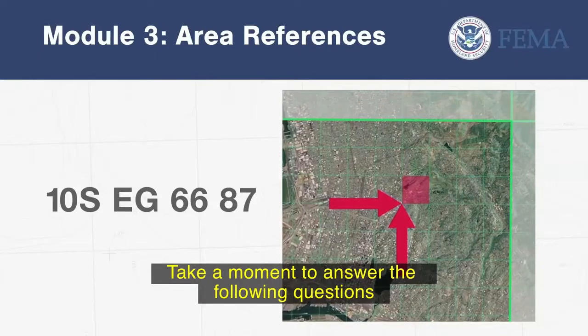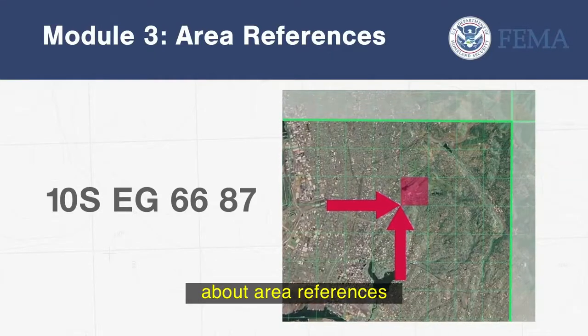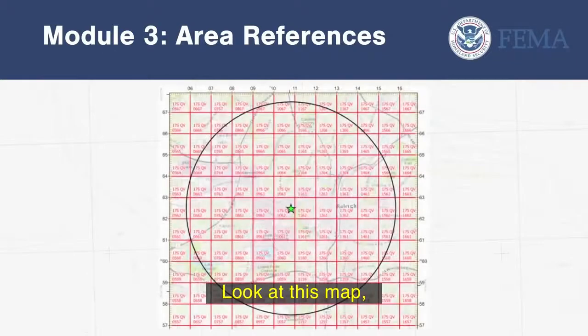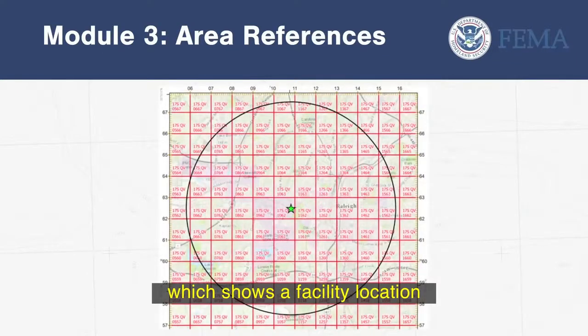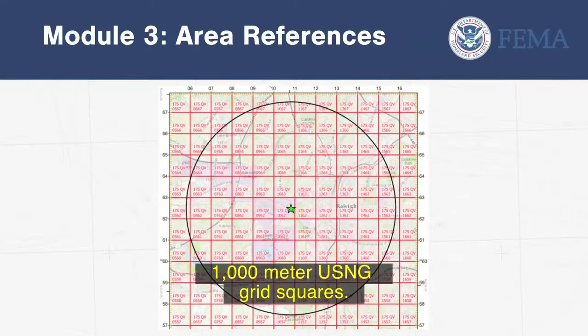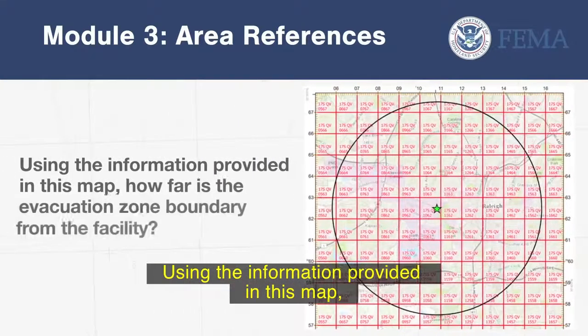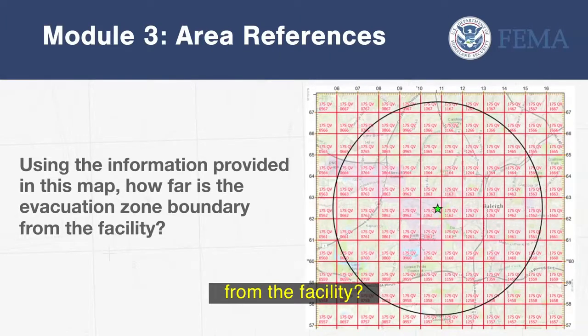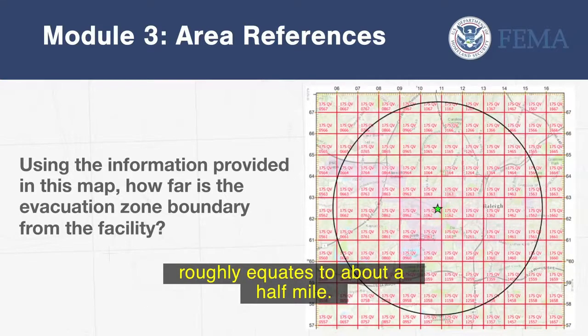Take a moment to answer the following questions about area references with the U.S. National Grid. Look at this map, which shows a facility location with a circular buffer around it, indicating an evacuation zone. The map is overlaid with 1,000-meter USNG grid squares. Using the information provided in this map, how far is the evacuation zone boundary from the facility? Keep in mind that 1,000 meters roughly equates to about a half a mile.